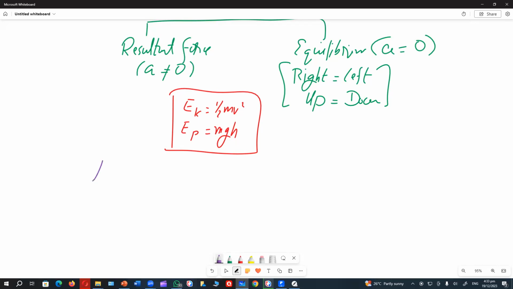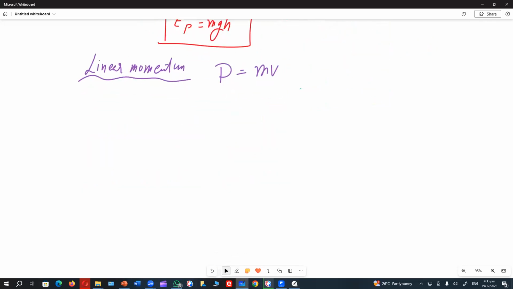Then we talk about linear momentum, a very important topic. Momentum is defined as the product of mass and velocity. The formula is m into v, product of mass and velocity, and the unit is kg m s^-1.